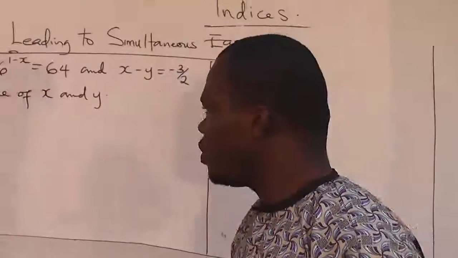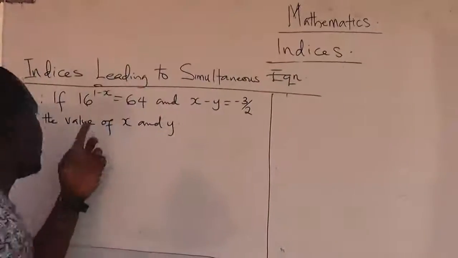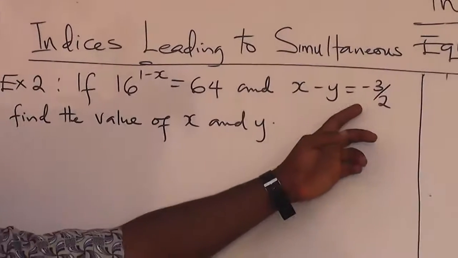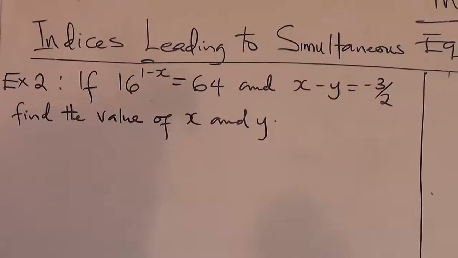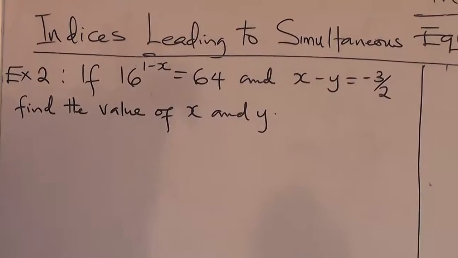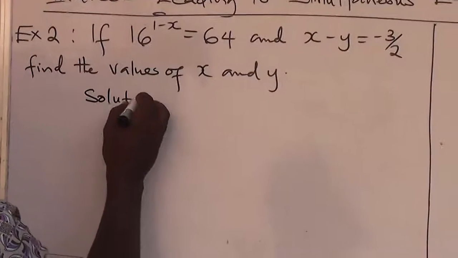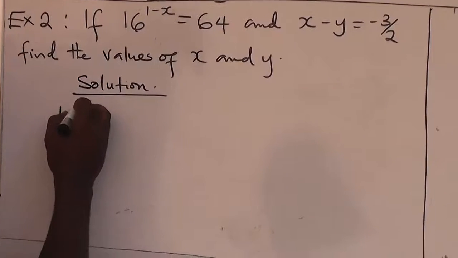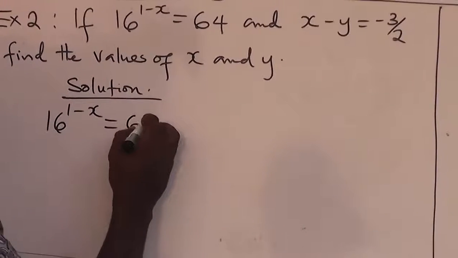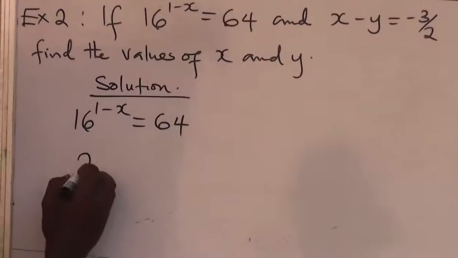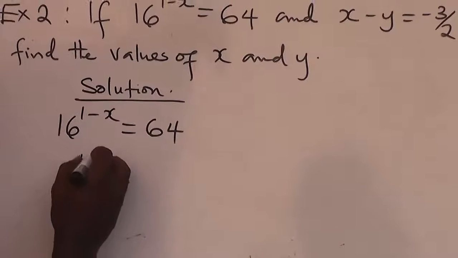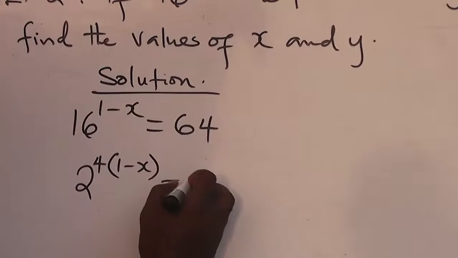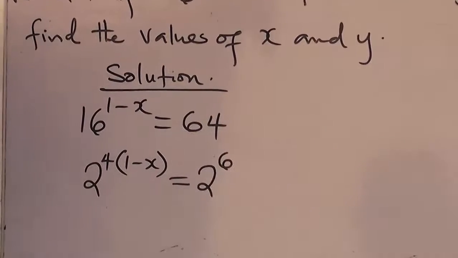Alright, we have example 2 on the board. If 16 raised to power 1 minus x is equal to 64, and x minus y is equal to minus 3 over 2, find the value of x and y. So 16 raised to power 1 minus x is equal to 64. 16, the index form is 2 raised to power 4, to bracket 1 minus x is equal to, the index form of 64 is 2 raised to power 6.